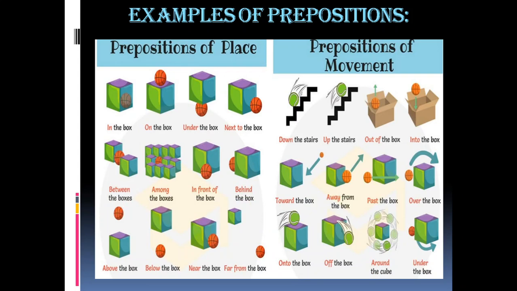Examples of prepositions. Here you can observe some examples of prepositions. You can see the picture and you can understand very clearly. In the box you can see where is the ball. The ball is inside the box. So the preposition is in. On the box. Where is the ball? It is on the box. So on is the preposition.